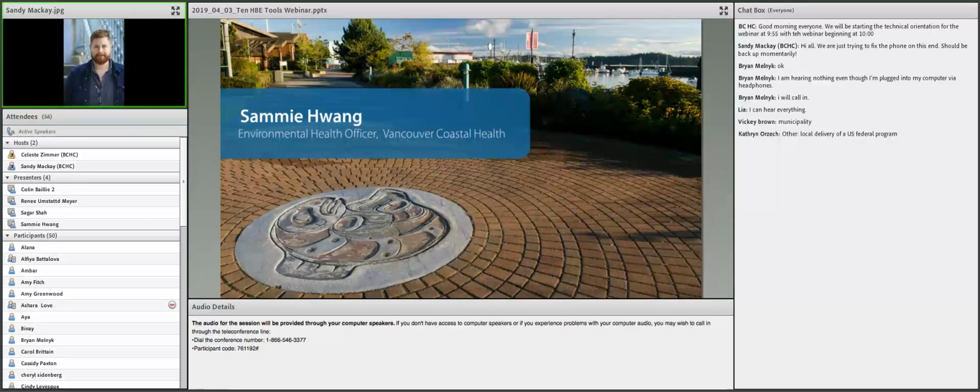Sami has a Bachelor of Science and a Bachelor of Technology in Environmental Health, and she has been a Certified Environmental Health Officer working with VCH since 2017. Sami, I'll pass it over to you.